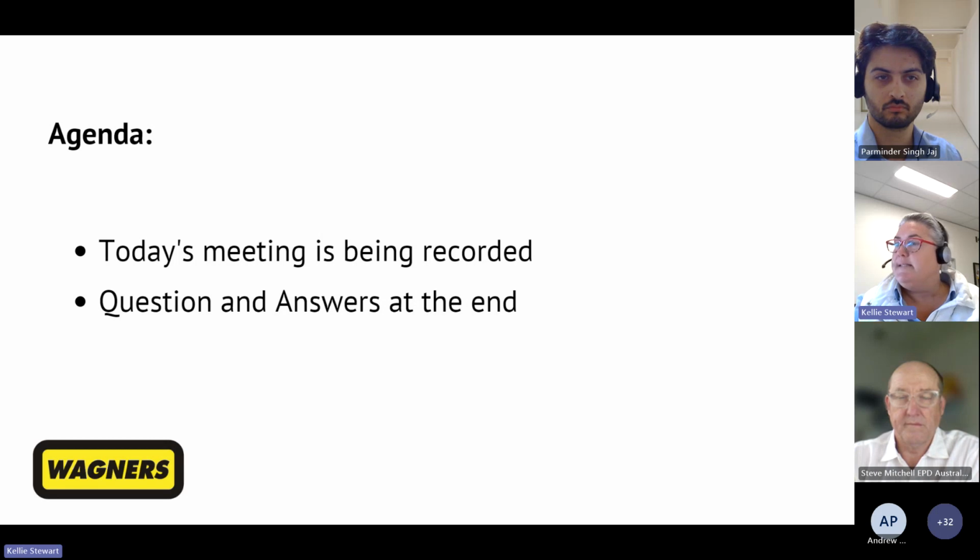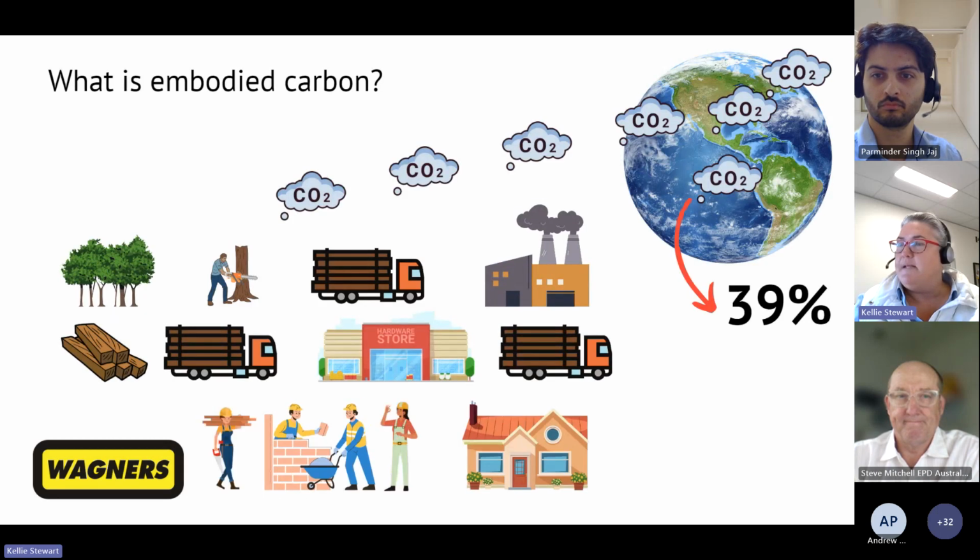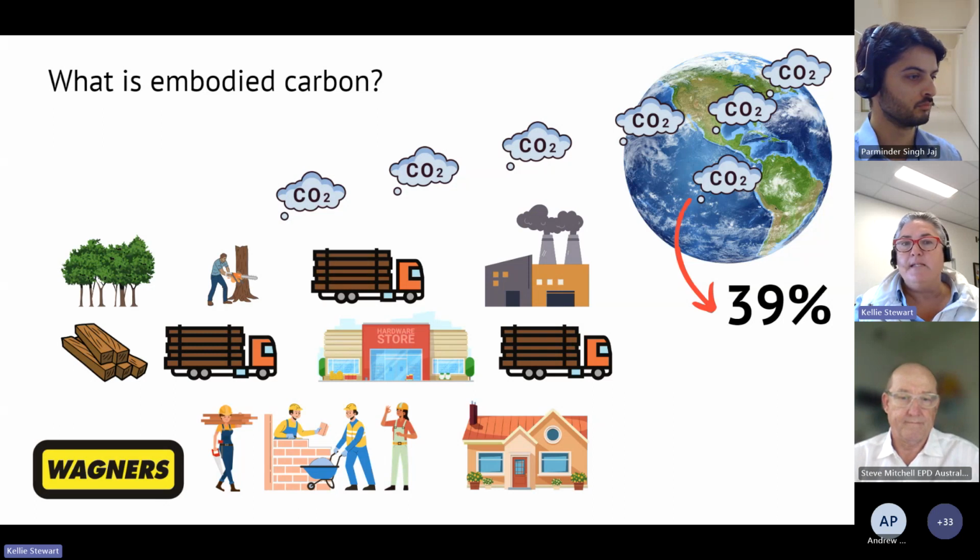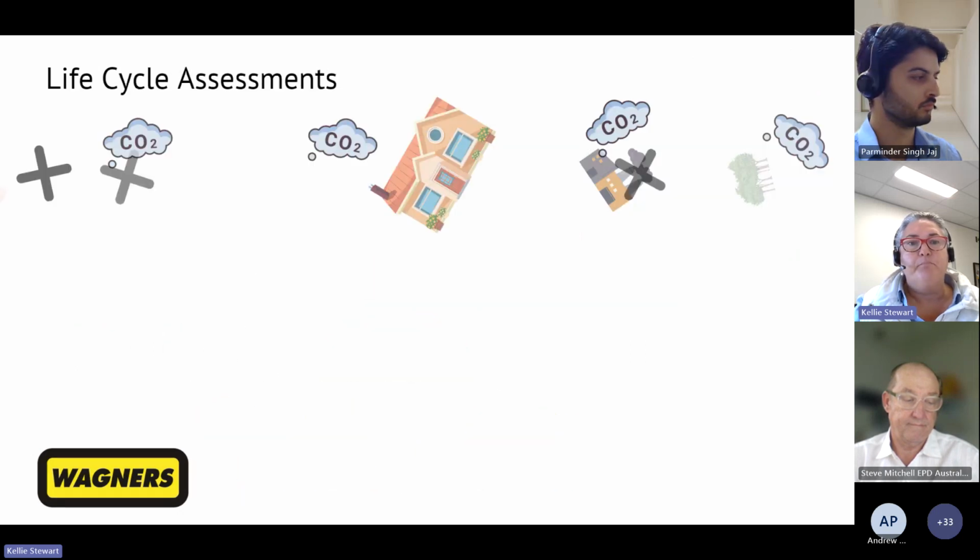But first, let's set the scene. So what is embodied carbon? Embodied carbon is the emissions footprint which comes from harvesting, transporting and manufacturing building materials. Each stage in the process of getting building materials to a construction site causes greenhouse gas emissions. And this carbon footprint can be very significant. In fact, it's up to 39% of global carbon dioxide emissions.